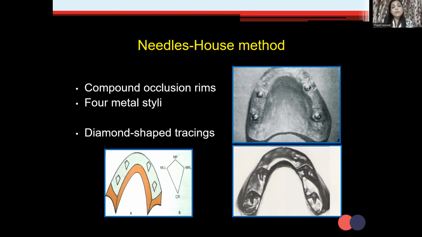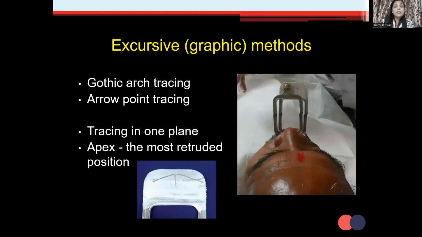What kind of movements? First we will guide the mandible to centric relation. Then from the centric relation to protrusive movements, right lateral, left lateral. Then the diamond shaped tracing can be seen on the mandibular rim, and this point of the diamond shaped tracing depicts the centric relation position. Those were the Needlehouse method, Patterson method, and Meyer's method, which are included in the category of functional methods because they are recorded using the functional movements.